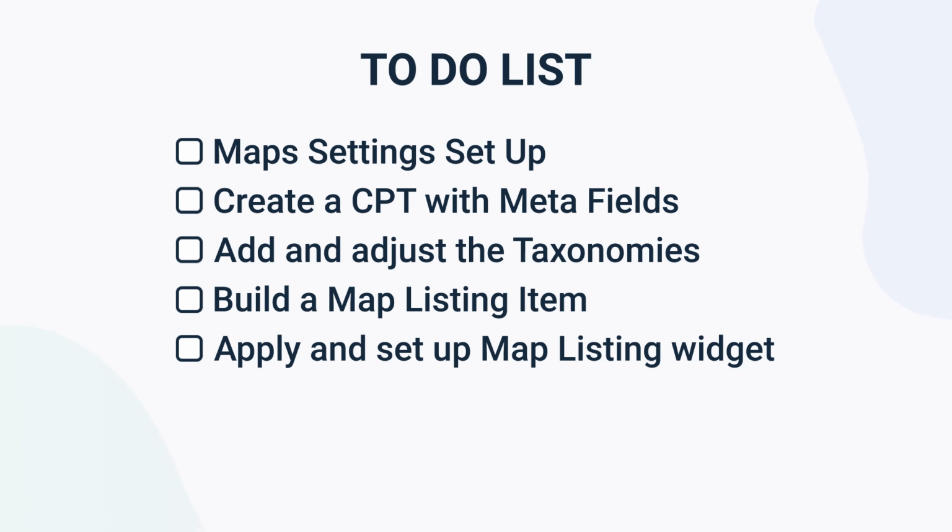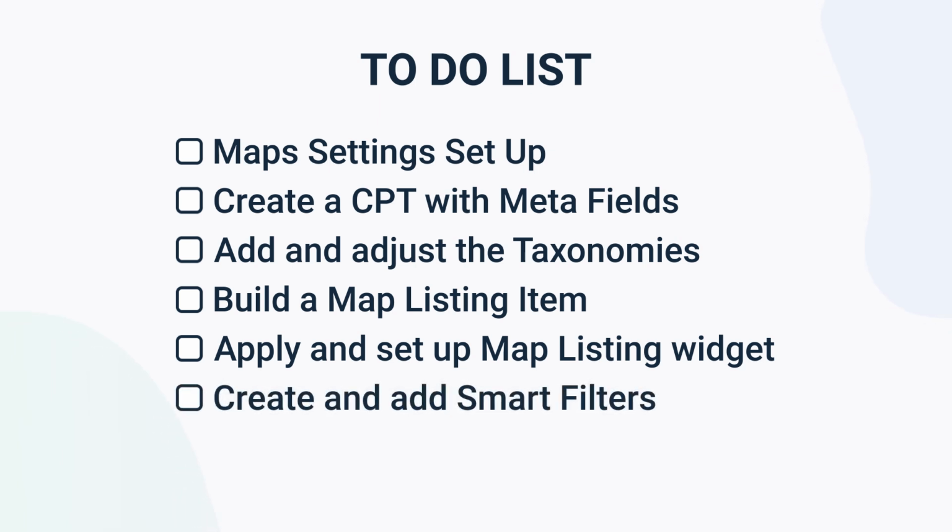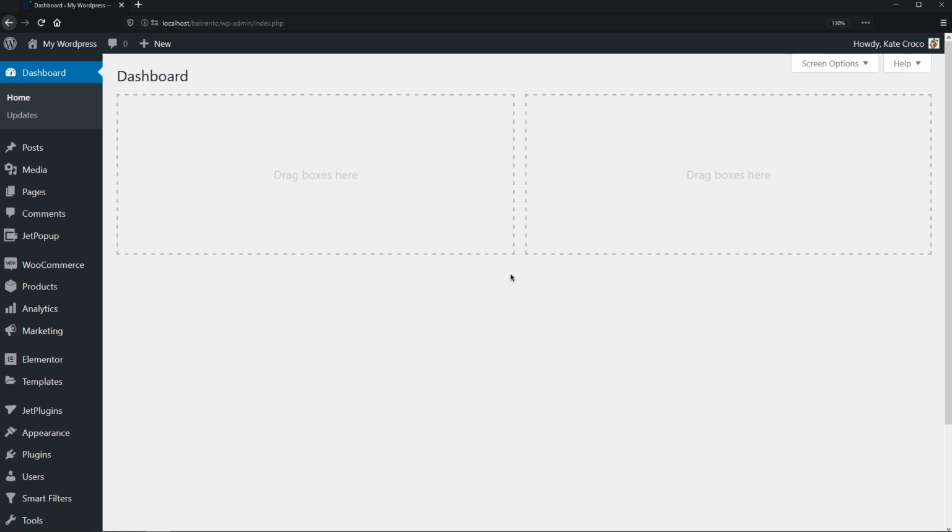And last but not the least, we will create and add smart filters to the same page and check how they work in combo with map listing. So by the end of this tutorial, you'll be able to set up, customize, and use the Maps Listings feature at its best. So guys, the first thing we need to do is to enable this module in the JetEngine dashboard.